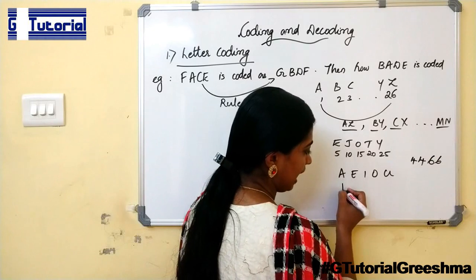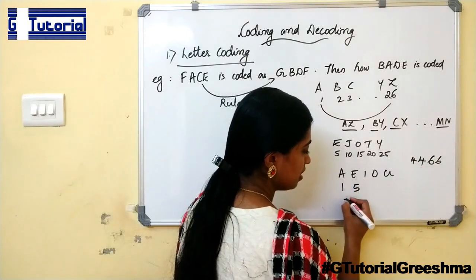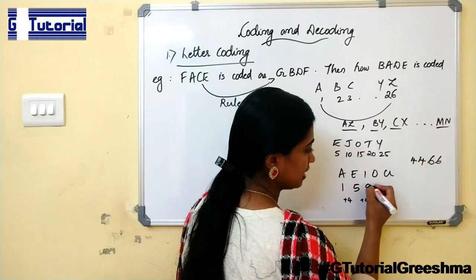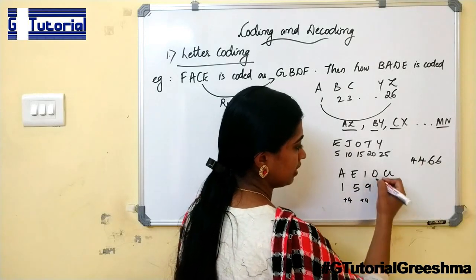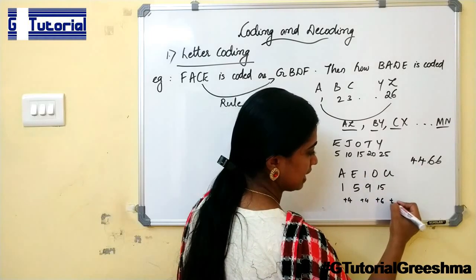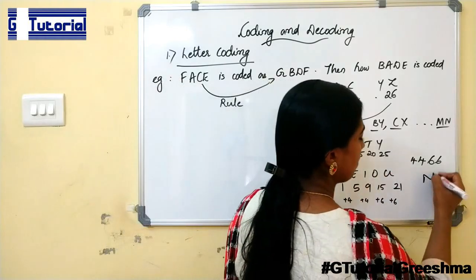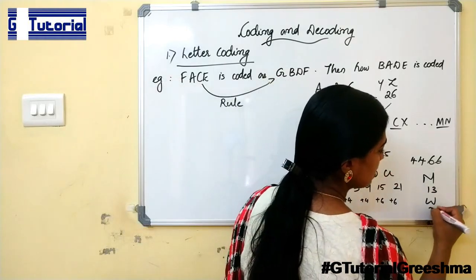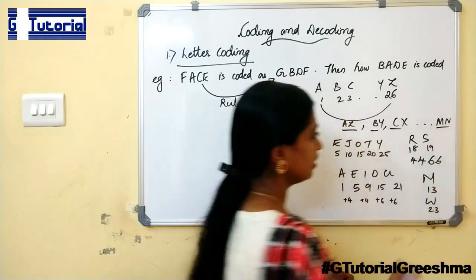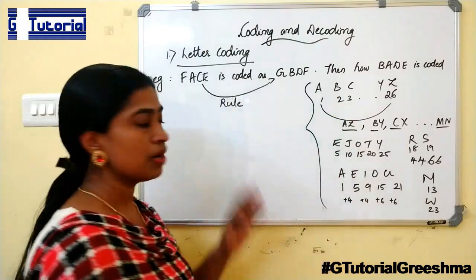The number for A is 1. 1 plus this 4, that is 5, is the code for E. Then again plus 4, 5 plus 4, 9 is the code for I. 9 plus 6, 15 is the code for O, and 15 plus 6, 21 is the code for U. Similarly, the code for M is 13 and W is 23. R and S are 18 and 19. These are the prerequisites to study the first model problem.